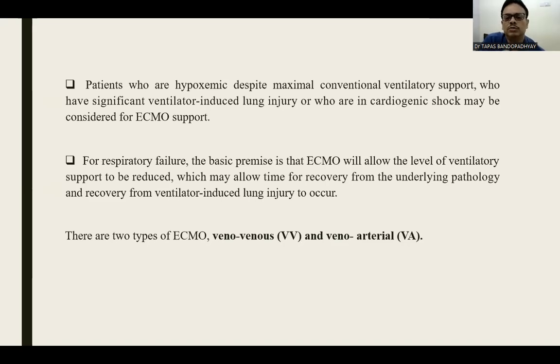Patients who are hypoxemic despite maximal conventional ventilatory support, who have significant ventilator-induced lung injury, or who are in cardiogenic shock may be considered for ECMO support. For respiratory failure, the basic premise is that ECMO will allow the level of ventilator support to be reduced, which may allow time for recovery from the underlying pathology and from the ventilator-induced lung injury. So if there is severe lung injury, you want to give some time to heal, one should go for ECMO, and that will give you time to think of other modalities of treatment.